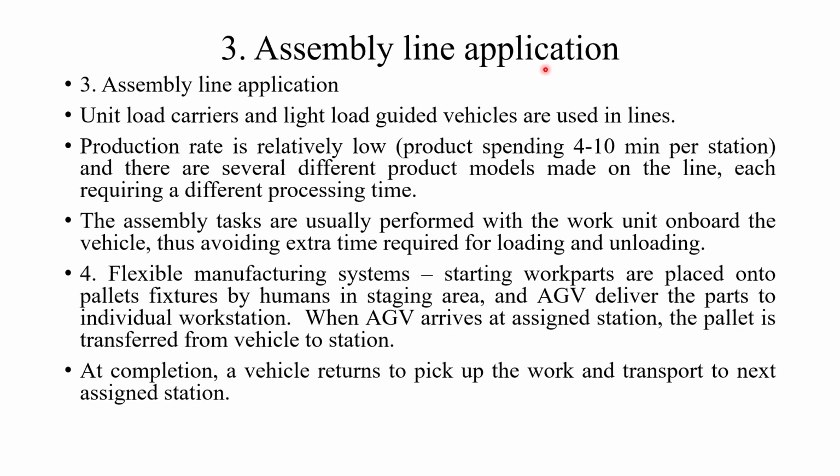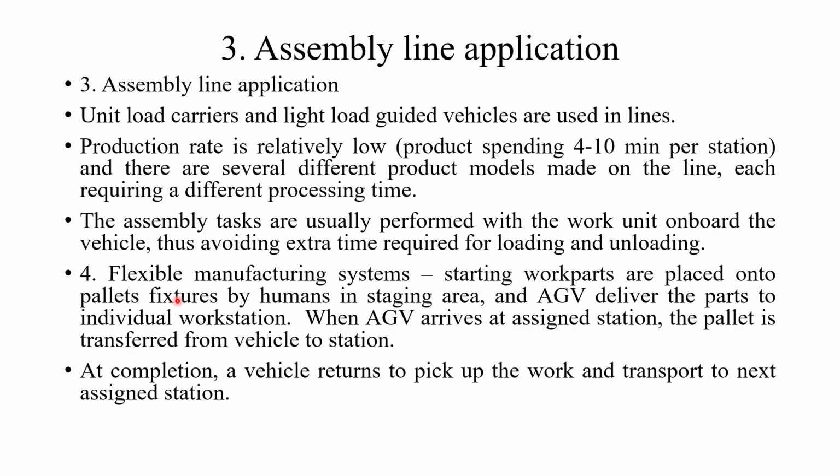And coming to the assembly line operation, unit load carrier and light load vehicles are used in this line. The production rate is relatively low, that is product spending 4 to 10 minutes per station. There are several different product models made on the line, each requiring different processing time. These assembly tasks are usually performed with work unit on board the vehicle, thus avoiding extra time required for loading and unloading.